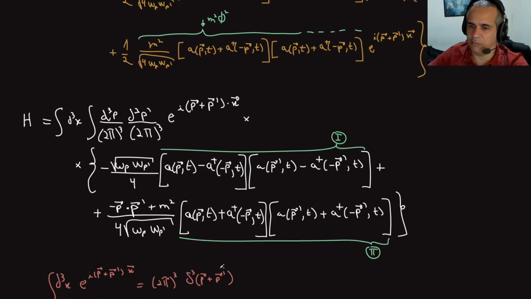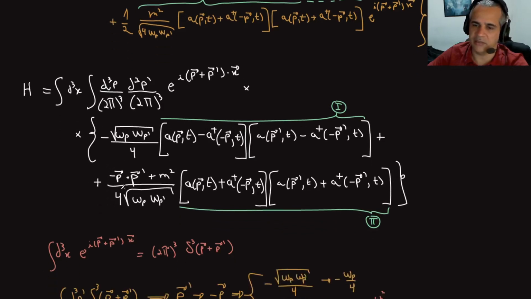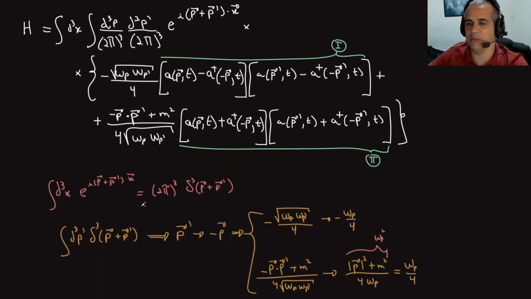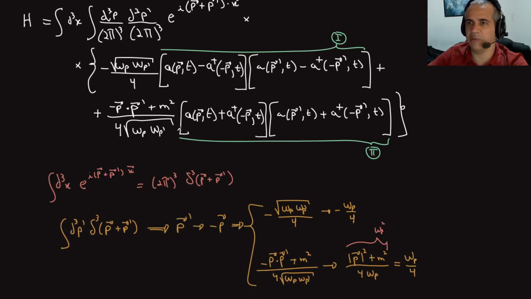And then what I will use here is that since nothing here depends on position anymore, there's no x dependency here, I can do the integral in x. This is just a Dirac delta. This 2 pi to the cube kills one of these 2 pi to the cubes that I have here, there's a cancellation. And then I can use this Dirac delta to integrate either in p or in p prime. I choose p prime, so I'll do the integral in p prime up here. And the effect of that is just exchanging p prime by minus p everywhere else.